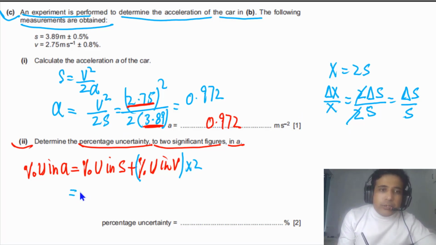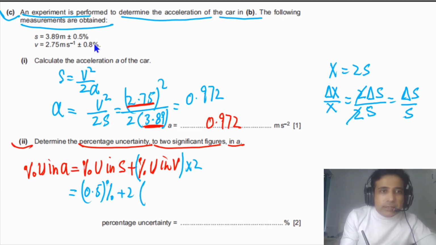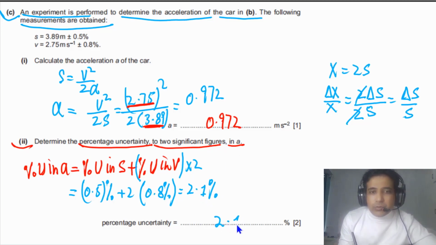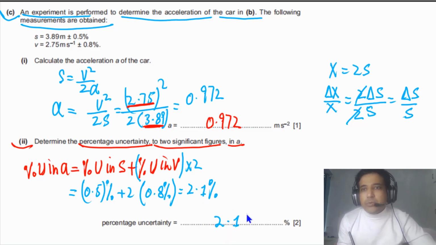Now we need to simply plug in values. We have the percentage uncertainty in S, that is equal to 0.5%, plus we have the percentage uncertainty in V, that is equal to 0.8%. If we solve this one, our final answer in this case will be equal to 2.1%. We have to write our final answer up to 2SF. So this is our final answer. So this is how you can write down the final answer.